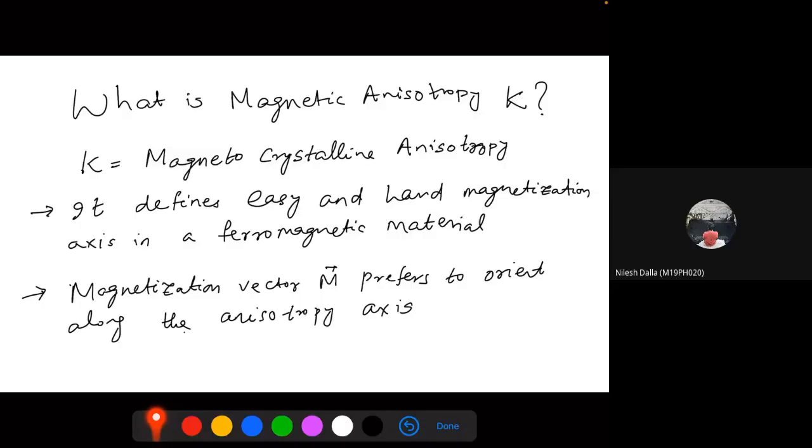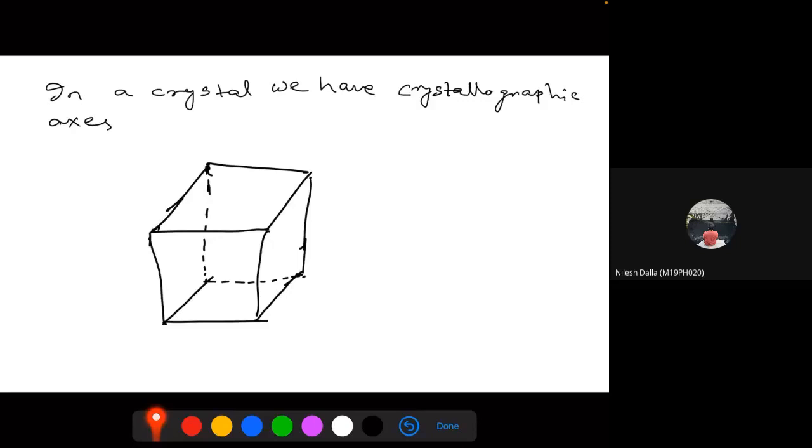And similarly, the direction which is 90 degrees to it, so which is perpendicular to it, will be known as a hard axis. Okay, so you will have an easy axis and you will have a hard axis.